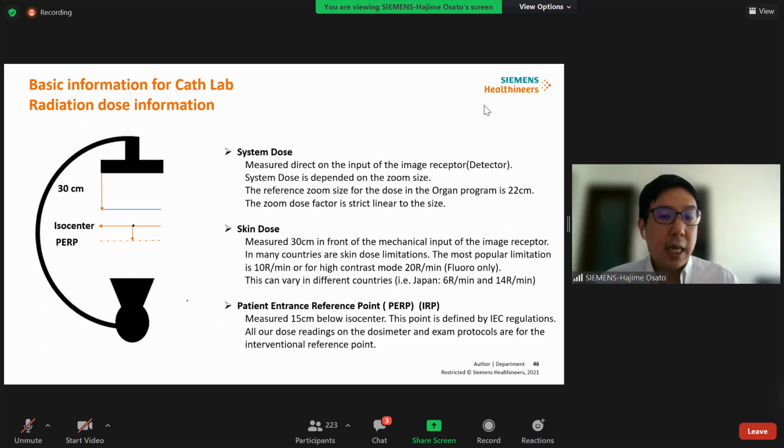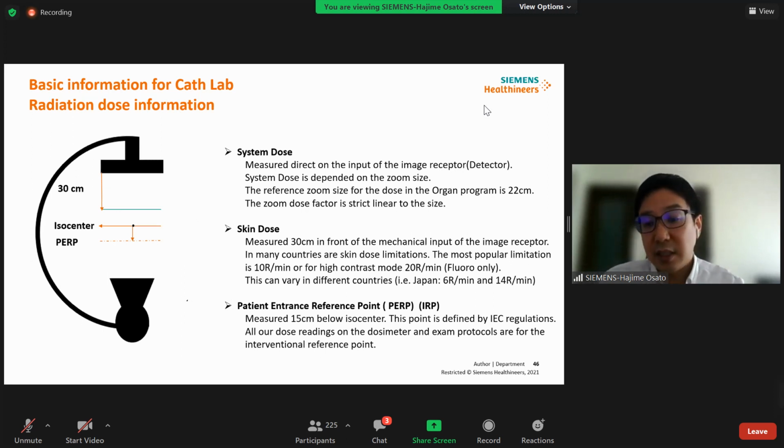All right, then we go into radiation dose information. We have 3 definitions about dose value. The first one is system dose. It is measured directly on the input value of the detector. The system changes this value according to the zoom format size to keep the signal noise ratio constant in every zoom format. The next is skin dose.